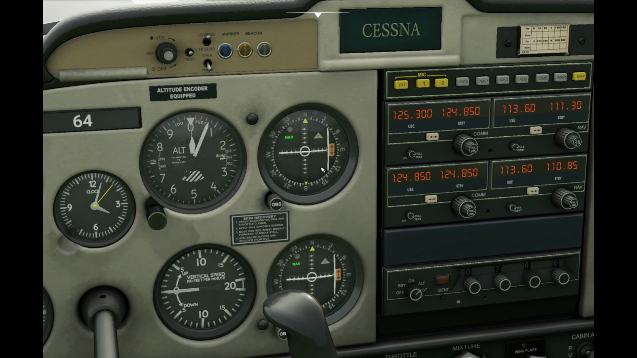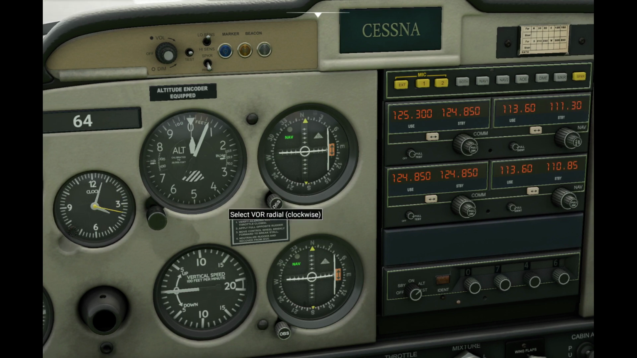Now let's take a look at our two CDIs. The top one is going to be our primary. So what we want to do is dial in the course we want to go towards Hampton. If you remember, our towards course is going to be 105 degrees. So I'm going to go ahead and crank this thing. Don't be surprised if the needle goes dancing. 105 degrees. Beautiful.